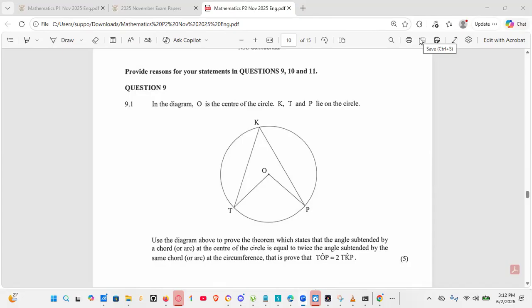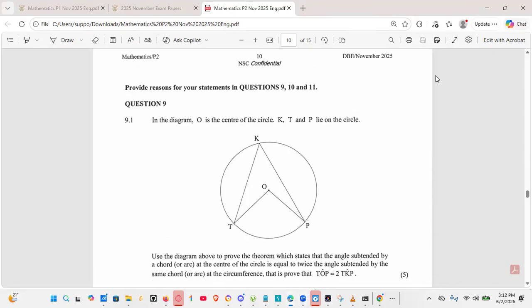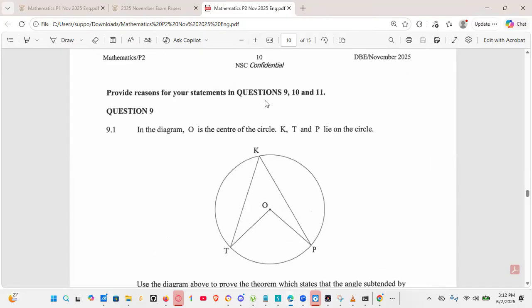Good day. In this video, I'll be tackling the geometry from last year's exam. So the grade 12 geometry from last year's exam. And I'll basically be going through the questions. I'll be looking at circle geometry particularly. And we start with question 9.